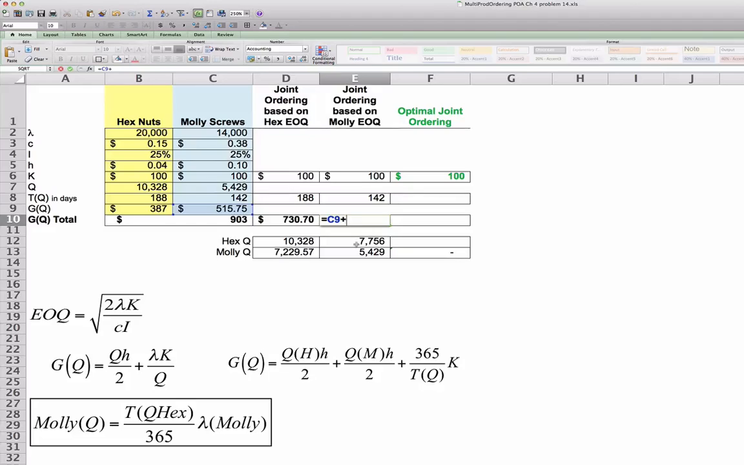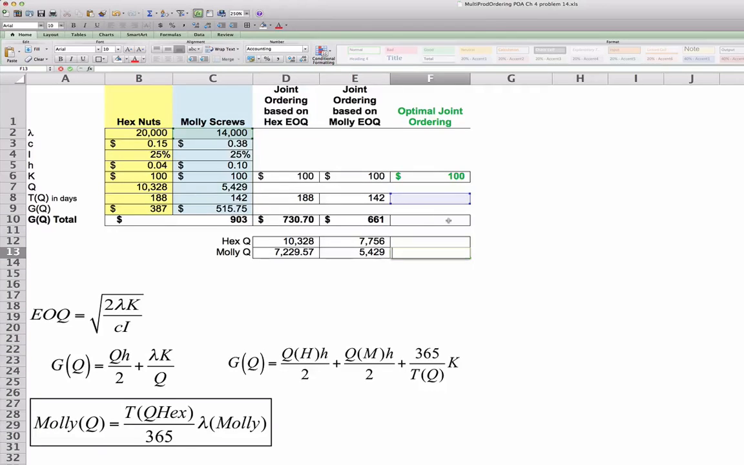So all I need to do is add in the order cost for the hex nuts, which is the associative order quantity Q, divided by 2 multiplied by the appropriate value of H. So you see, in this case, I was now able to lower my total cost quite a bit further to $661. And of course, the final question is, well, could we do it even better? And that's where Excel Solver will come in handy.